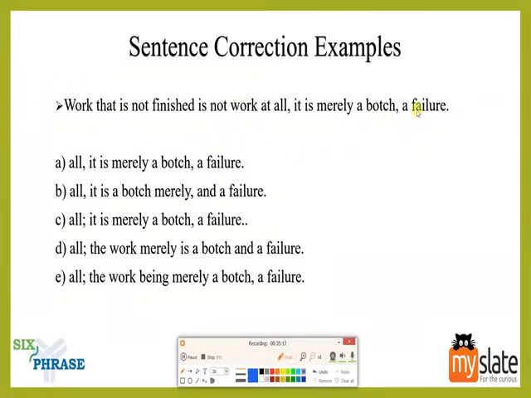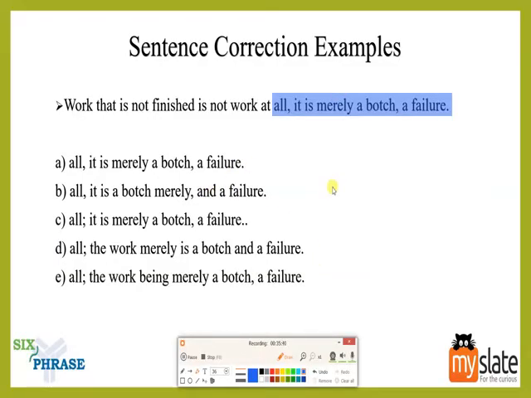So what we'll have to do is use the options they have given to find out what the error is. Okay, I'll just quickly highlight it for you. They have started with "all" and ended with "failure", so this is going to be the error part of the sentence. We'll have to find out what differences they have given in the options, and we'll try to replace it with the right one.